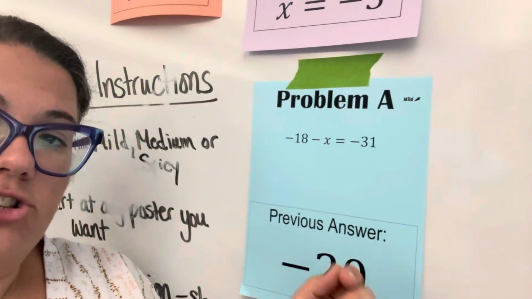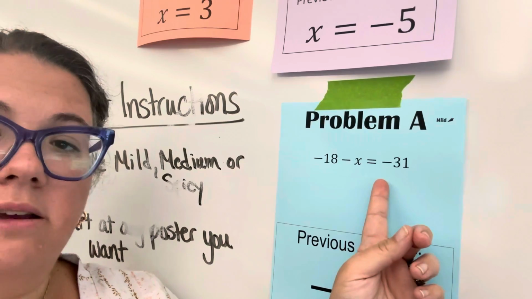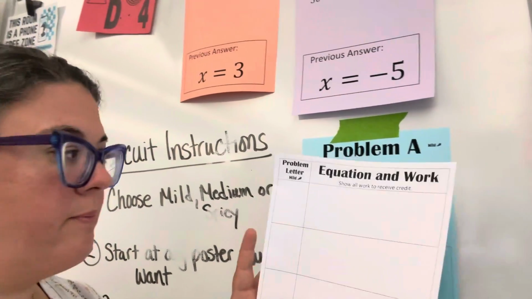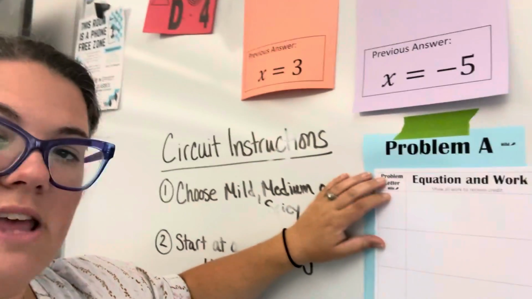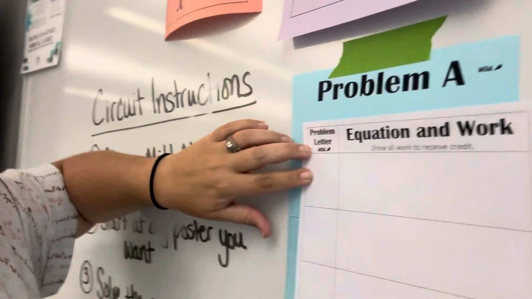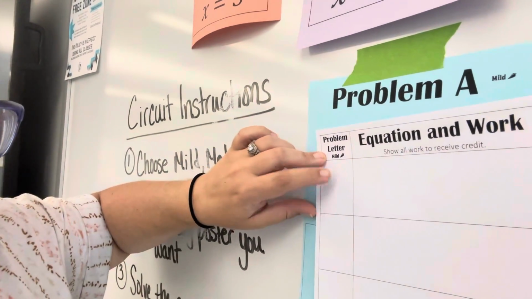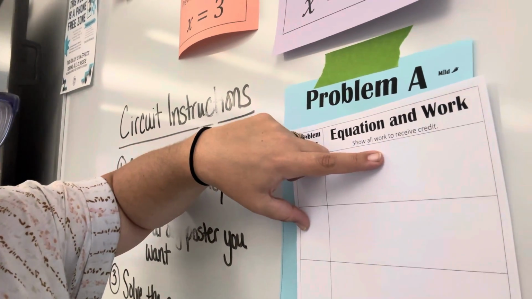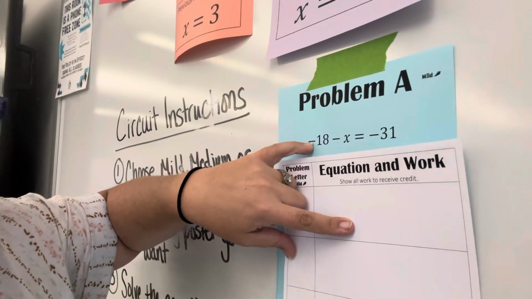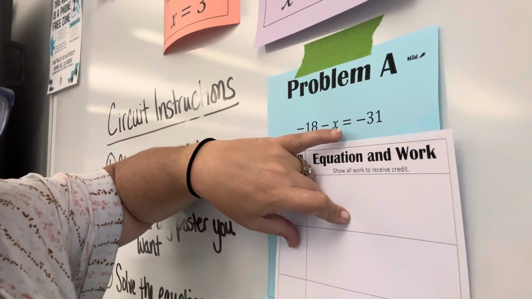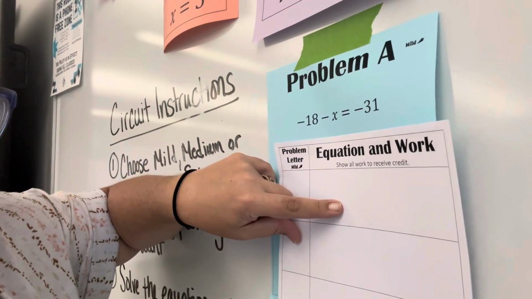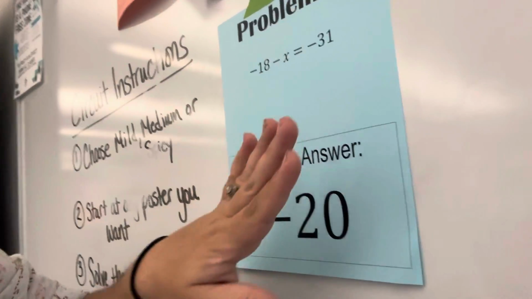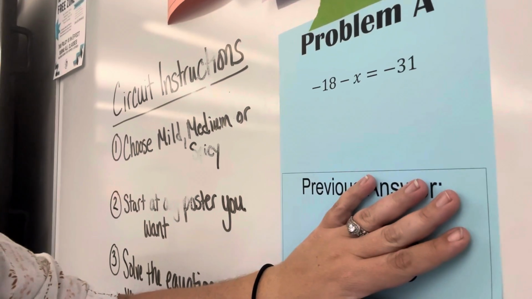So if you wanted to start with problem A, you're going to grab your paper. Here's what it looks like. If you notice, it has a problem letter spot. Right here under problem letter, you're gonna write A. Then over here, you're gonna write down the problem and then solve it. So I would write down negative 18 minus x equals negative 31. I'm gonna solve it and get my answer for x. You're gonna completely ignore this part of the poster while you're doing the problem.